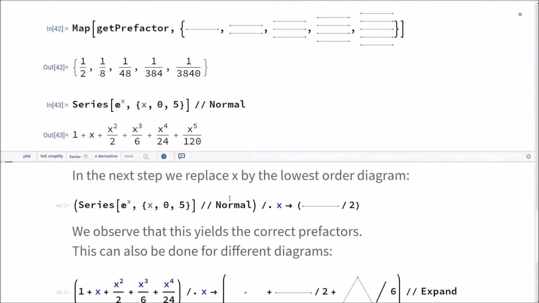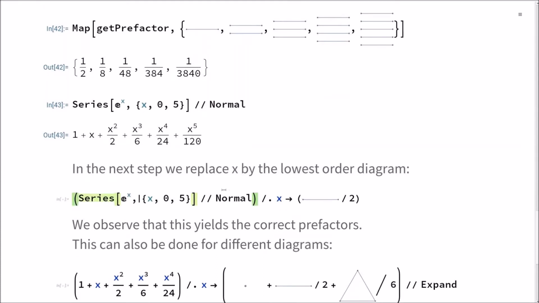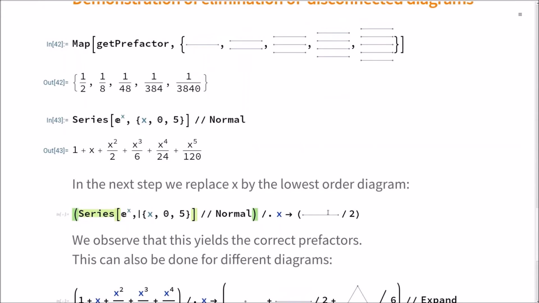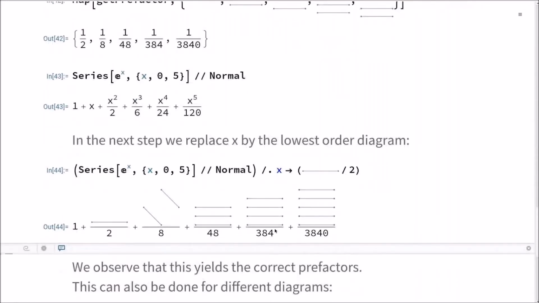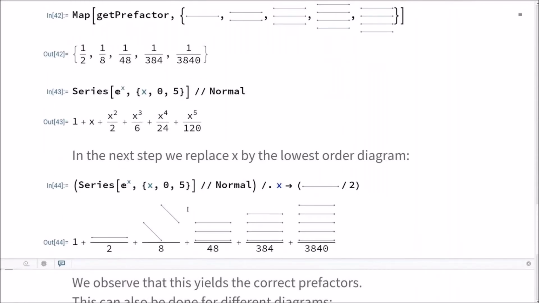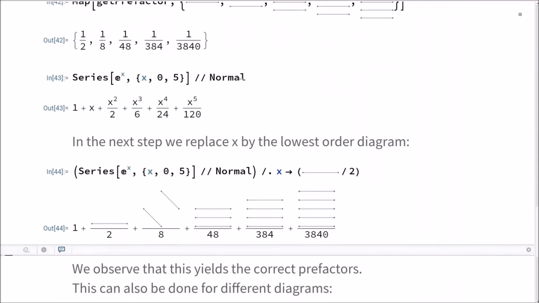What we have to see is that these can be mapped onto some exponential function. We now take this series expansion of the exponential and replace x by the first diagram, where this simple connected line is appearing. This diagram appears in the lowest order with a factor 1/2. And so we are doing this. Since Mathematica is now aware of this power function, it directly evaluates it. And we see that indeed the prefactors of the individual diagrams are identical.